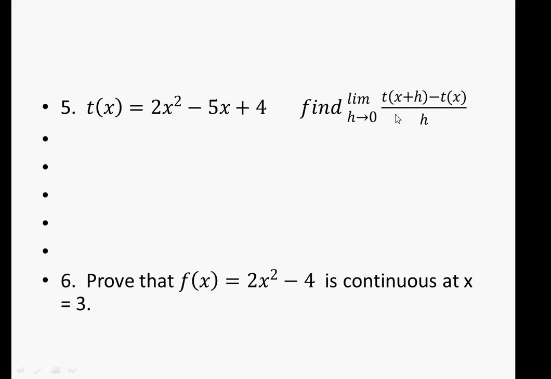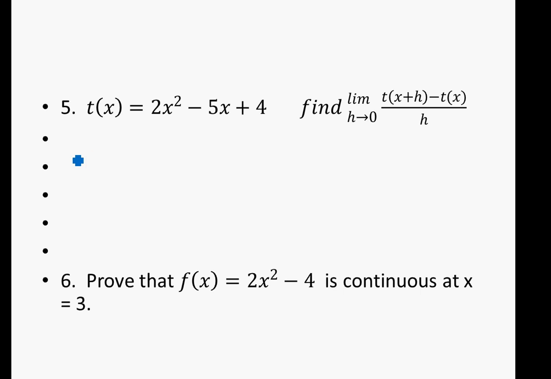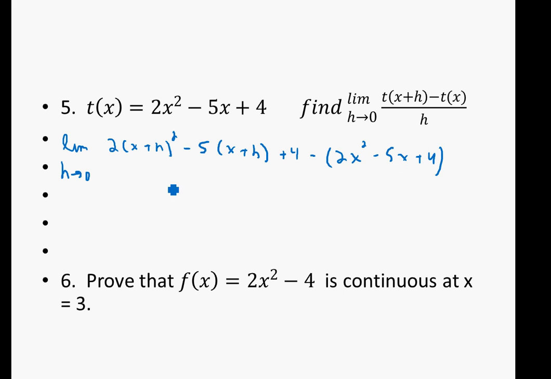Here we want the limit as h goes to 0 of the difference quotient for it. So we're going to have, let's grab this pen. Let's do a different color. I'm tired of this. Let's do blue. You know I like blue. So we're going to have the limit as h is going to 0 of 2 times x plus h squared minus 5 times x plus h plus 4 minus t of x, which is just that thing, 2x squared minus 5x plus 4. All of that is over h.